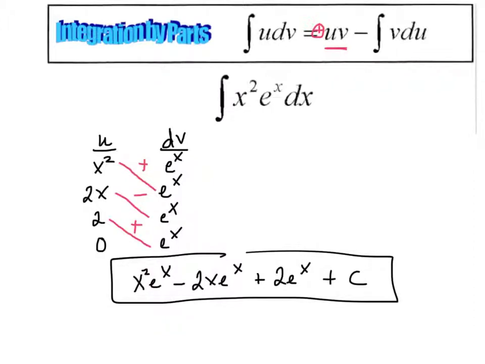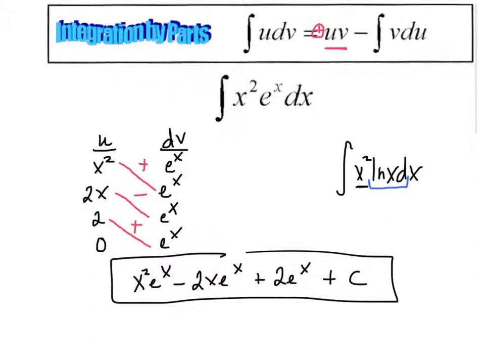Some things to be careful with in this tic-tac-toe method. I am going to show you one more example, but first, things that don't terminate. If our integral was e to the x multiplied by cosine x, this isn't going to work. If you saw something like x squared natural log of x, it's tempting to say I want u to be x squared, and then dv is natural log x. The problem is you don't know the antiderivative of natural log x, so that can't be your dv.